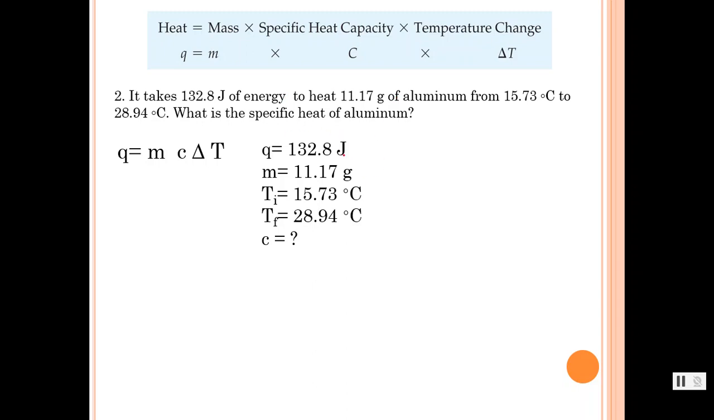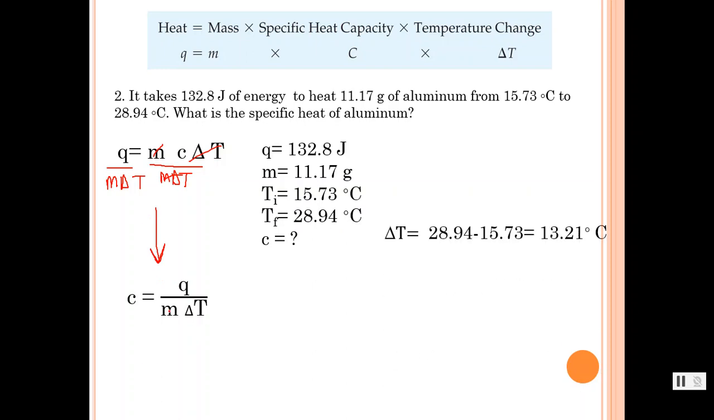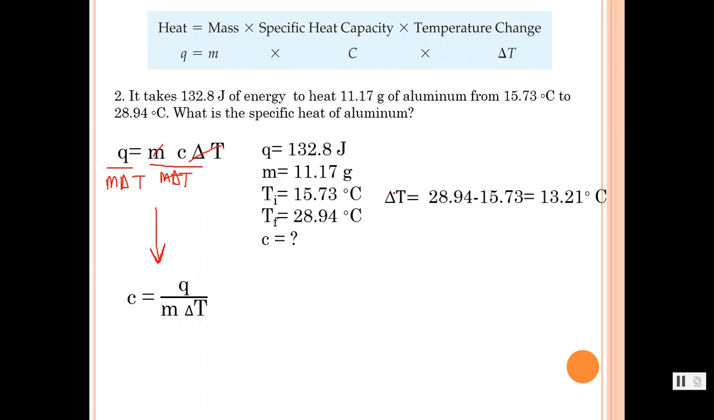So I've written that all down here. I need to solve my heat equation for C. And so to do that, I'm going to divide both sides by m delta T. Doing that, my m delta T units cancel. So I am left with this equation that's written more neatly down here. I need to calculate my change in temperature before I put numbers into my solved equation by doing final minus initial.